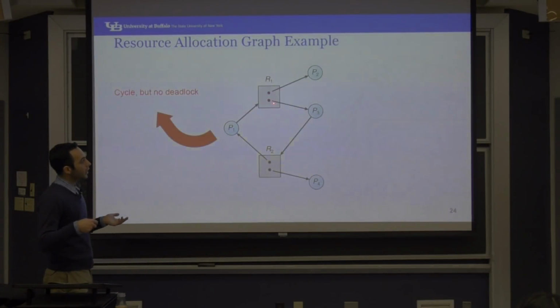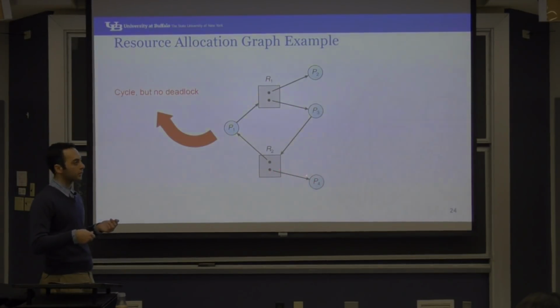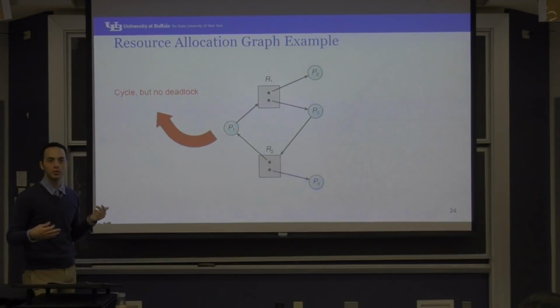But R1 is not only held by P3, it is also held by P2. P2 is not waiting for anyone. It can finish its task, release this resource, then this resource can be granted to P1, and then everything goes clear. Or vice versa. P3 is waiting for R2. One of the instances of R2 is held by P1. But there's also P4 here that holds the other instance. This can finish its critical section, release this instance, and then continue.